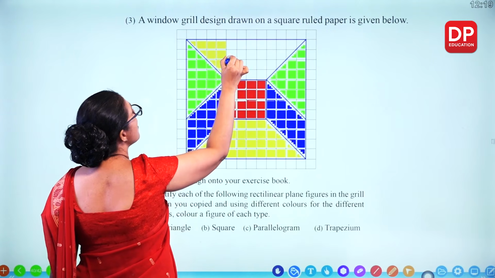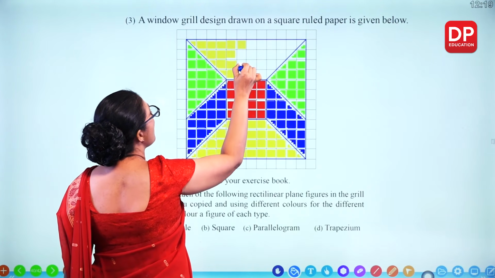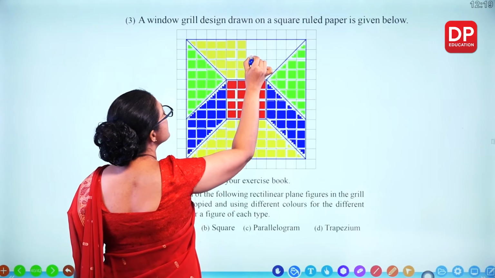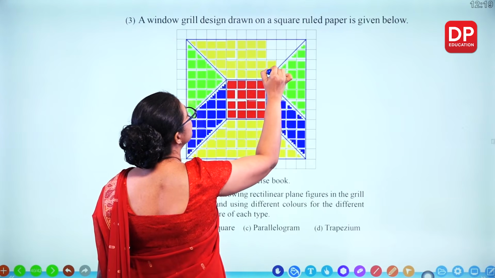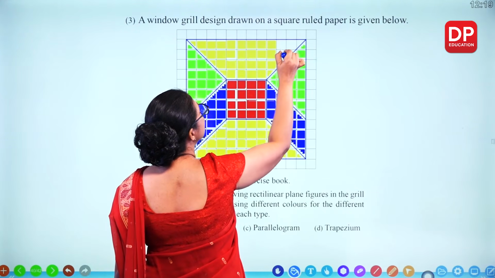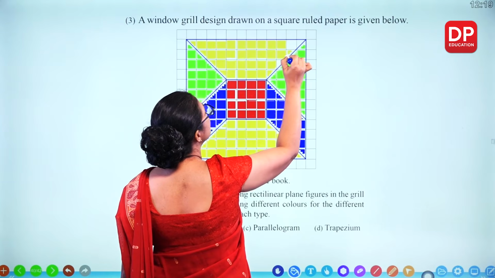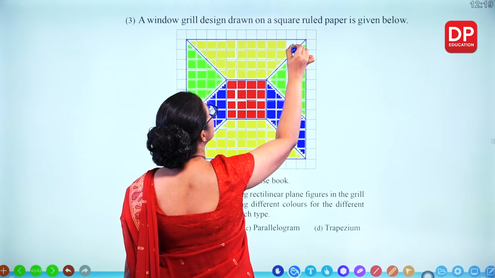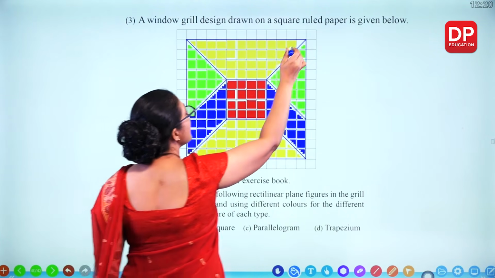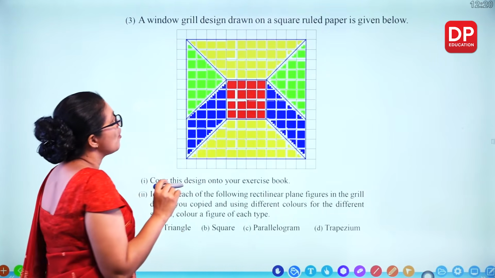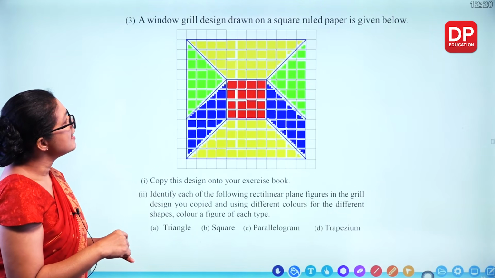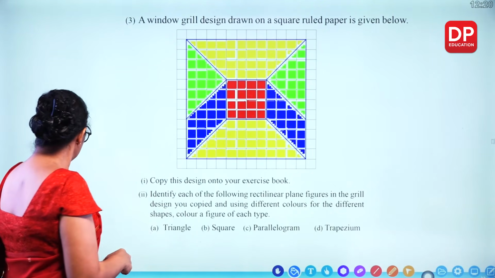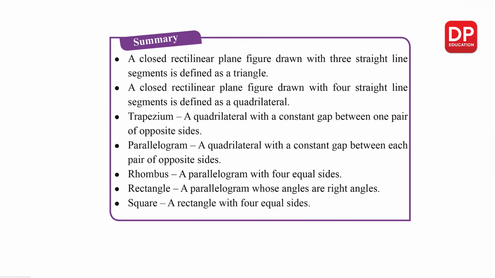Now you know how to identify rectilinear plane figures. Triangles, squares, trapeziums, parallelograms, rhombus, rectangle. So that's how I can color. It's difficult for me. So now you know how to identify all these rectilinear shapes. So we covered all theory related to rectilinear plane figures.